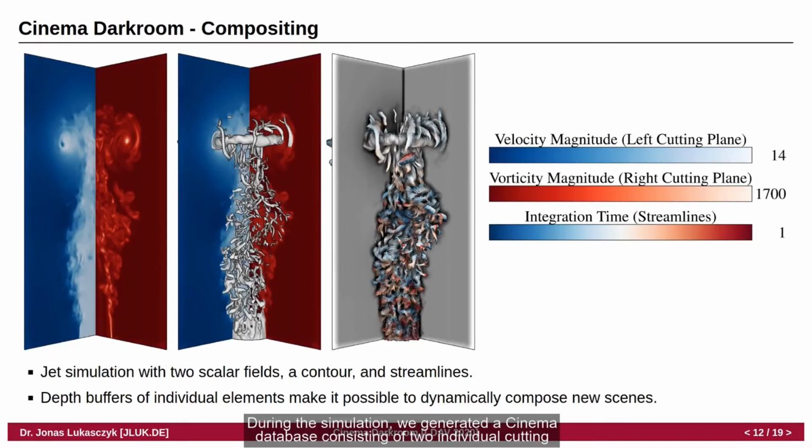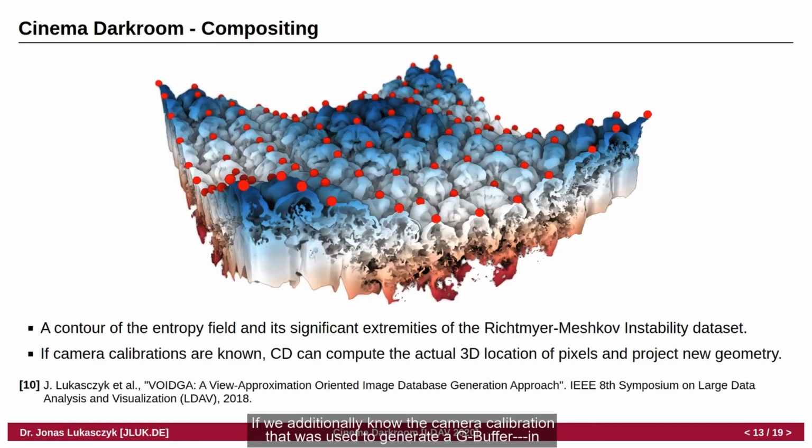During the simulation, we generated a cinema database consisting of two individual cutting planes, a contour, and streamlines that were seeded on the contour. If a cinema database contains depth buffers of individual objects, as in this case, then it is possible to dynamically compose them post-hoc, where the user can control via the shader network which elements are shown and how they should be colored. If we additionally know the camera calibration that was used to generate a G-buffer, in other words, the position, orientation, and view box of the camera, then we can actually recompute the 3D world location of each pixel.